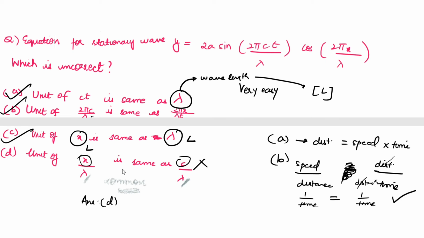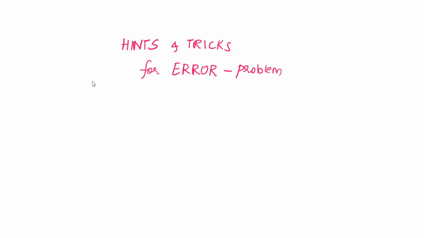So now let's start discussing errors. We are done with dimensional analysis, so now let's move on to errors. Before that, let's look at some hints and tricks for solving problems related to errors. First, I would say let's discuss errors when resistors are connected in parallel and in series.